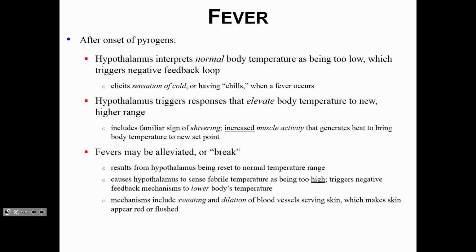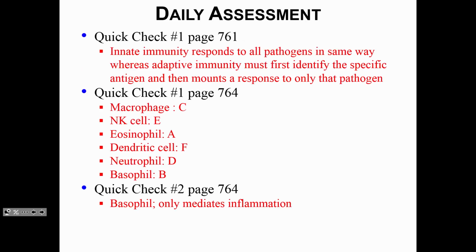Now, eventually the fever will break, and that's when the hypothalamus has been reset to normal. It causes the hypothalamus to realize that the febrile temperature is too high, so it triggers negative feedback to lower that temperature. Mechanisms can be sweating and dilating of the blood vessels, which makes the skin sometimes appear red or flushed. Okay, and again, most of you have experienced this with fever.